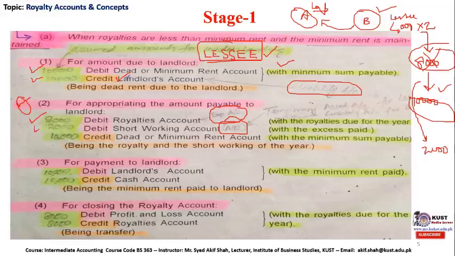So therefore, we have bifurcated the minimum or dead rent between the royalty fee, which is 8,000, since we have used only 4,000 tonnage of the coal extraction or mine, and the remaining is short working, which is the excess amount to the royalty, so that we are going to pay out rupees 10,000 as minimum or dead rent to the lessor. So this is the second entry for appropriating the amounts payable to the landlord.